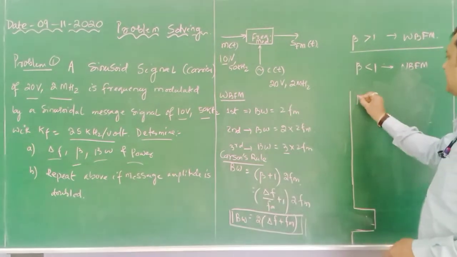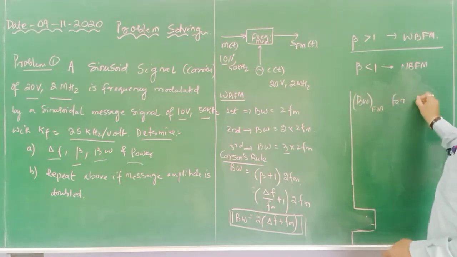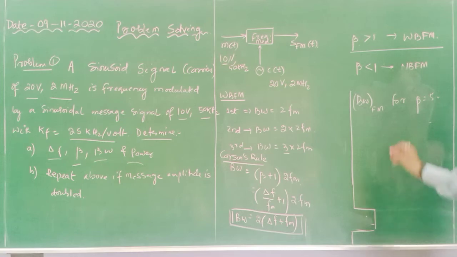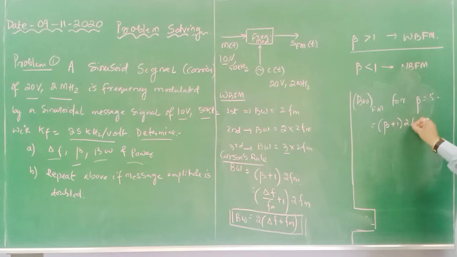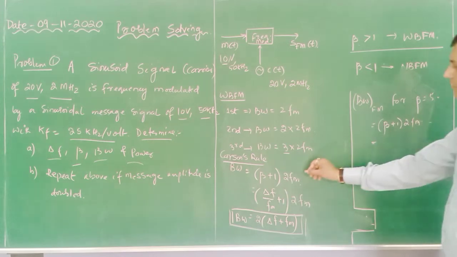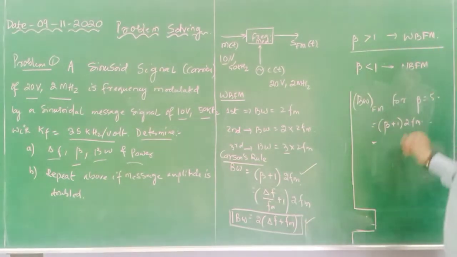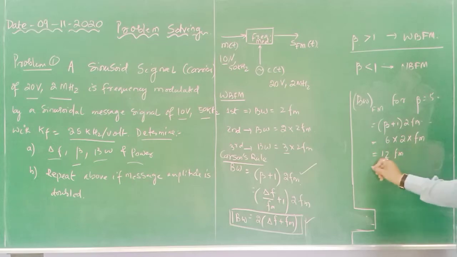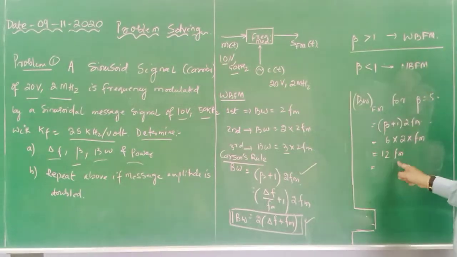So for this case, the bandwidth of FM for beta equal to 5, because here we have determined beta is equal to 5. So what I will write? Beta plus 1 into 2fm. Either you can go for this relation or you can go for the other relation, the resultant will be the same. So it is 6 into 2 into fm, so it is 12 into fm. So fm is how much? fm is 50.